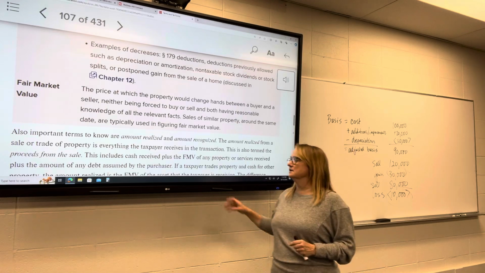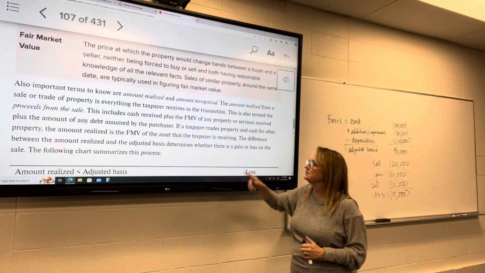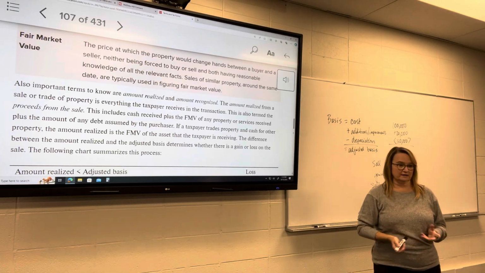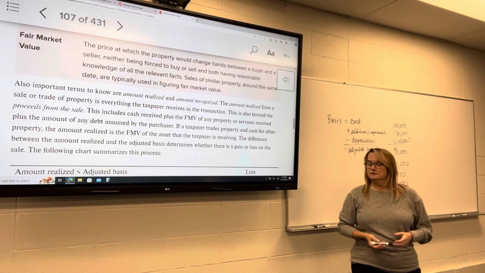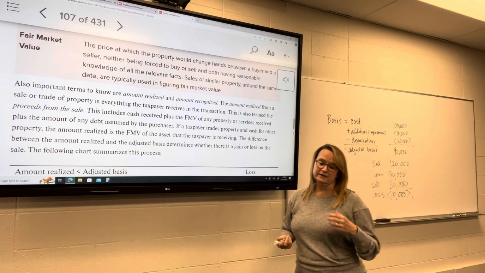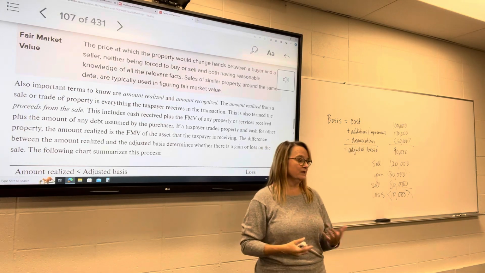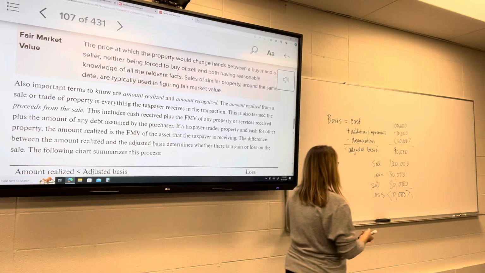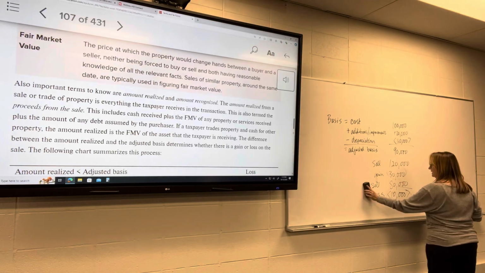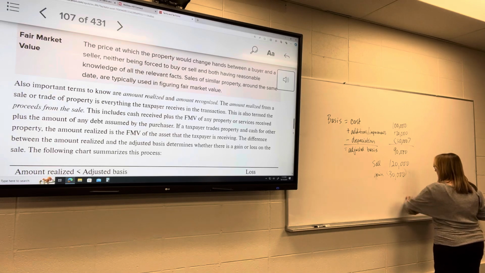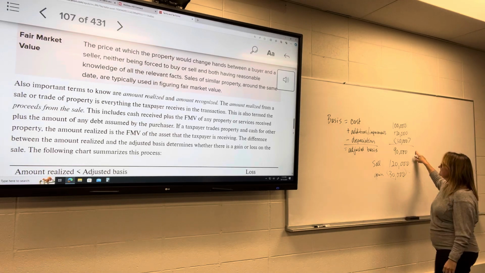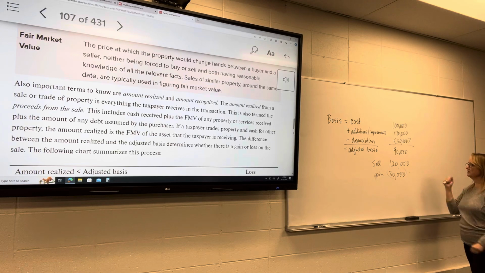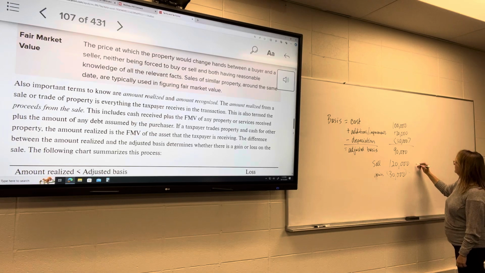A couple of terms that we also need to point out is the difference between realized and recognized. So the amount that is realized is the total amount that's received in a transaction. So in these examples here, I'm going to take this one out. We've got our adjusted basis of $90,000. We sold the item for $120,000. This is the amount that's realized.